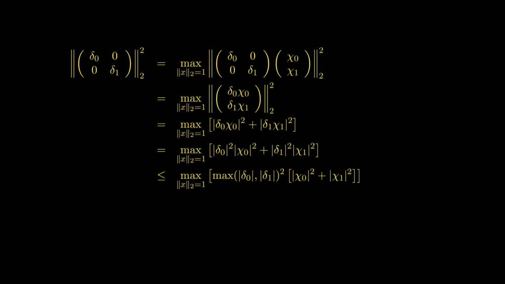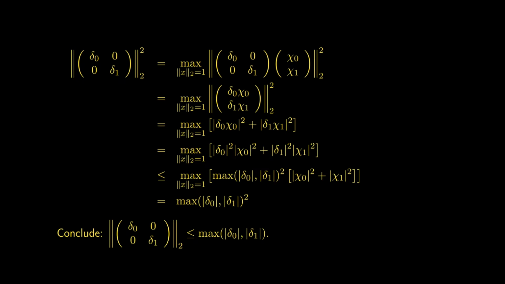And finally, we can say, well, if we take the maximum of those, then we can factor that out. We can bring it outside the first max, and then we can recognize that the max over all vectors with 2 norm equal to 1 of the 2 norm squared of that vector is just 1, and that gives us that the 2 norm of the diagonal matrix squared is less than or equal to the max of the absolute values on the diagonal squared. And that's the conclusion that we show here.